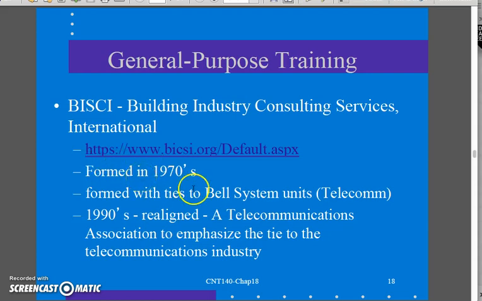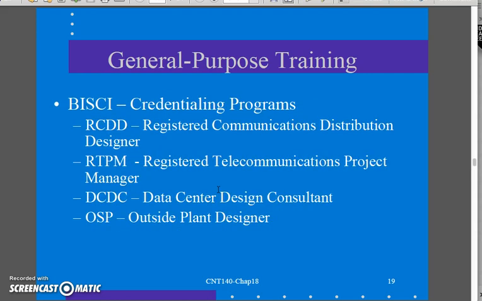All right, if I jump back to BICSI, general purpose training then, this kind of formed in the 70s with ties to Bell System, realigned later in the 90s basically to say, hey, this is training to support the telecommunications industry as we move ahead to today, the data industry.